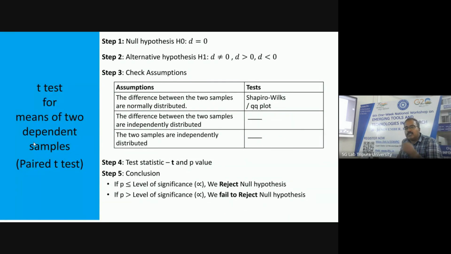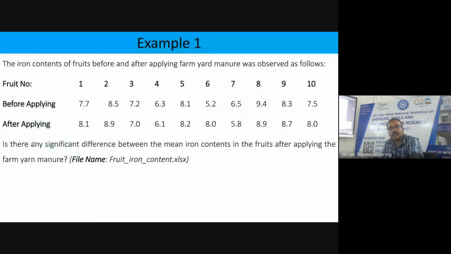Now step four is the test statistic. Again, we have to find the t and p value. And again, the same logic applies in the conclusion: p less than or equal to the level of significance means you reject your null hypothesis, and p greater than the level of significance means you do not reject your null hypothesis.